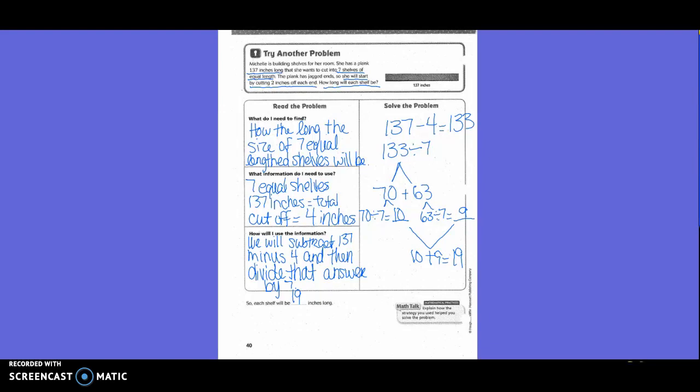So over here in our solve the problem, we took 137 minus 4 equals 133. Then we did our next step, 133 divided by 7. To make it into smaller problems, we broke 133 into 70 and 63. Then we said 70 divided by 7 equals 10, and 63 divided by 7 equals 9. Then, of course, we add those 2 answers together, 10 plus 9, and we got 19. So each shelf will be 19 inches long.